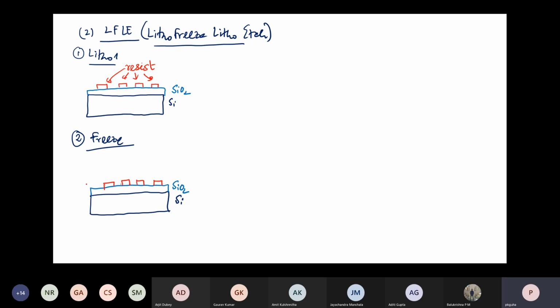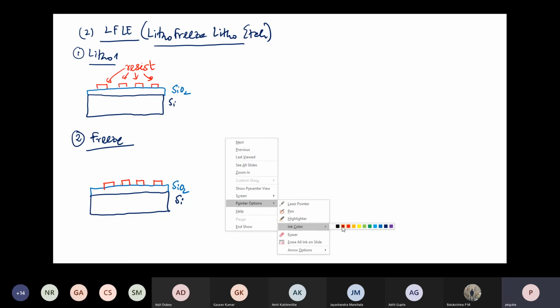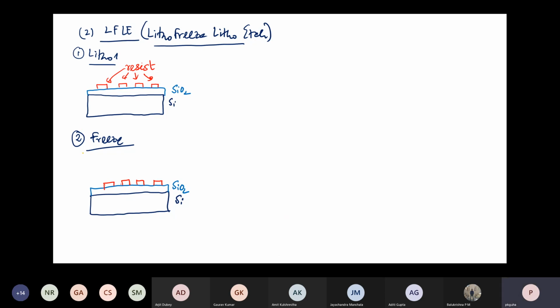So now we coat with a new resist. Because we want to freeze this design, we coat with a new resist. So this is resist 2. The whole purpose is freezing the existing pattern without etching it. In the earlier cases we etched these patterns, right?